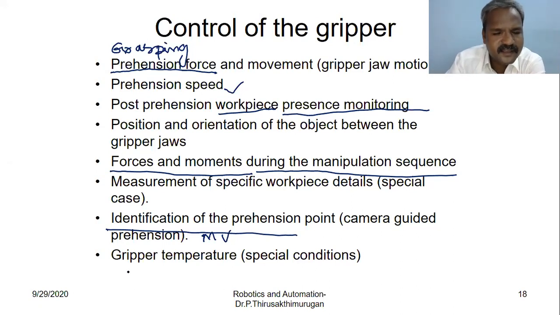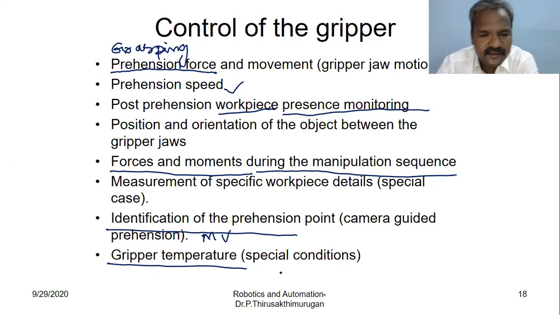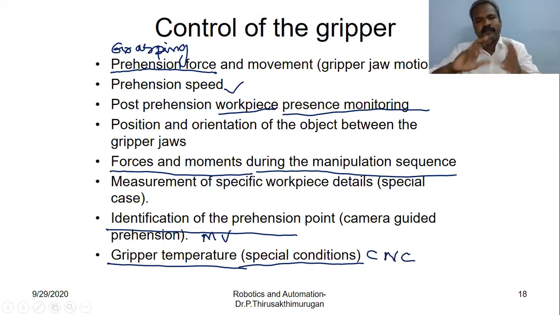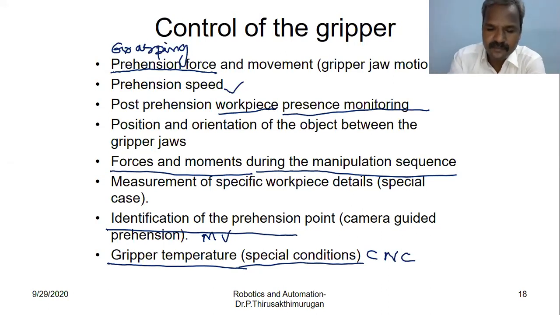So next is gripper temperature. The temperature of the gripper is very important in some cases, say in CNC machines. While cutting the metal pieces, temperature will be more. So if you go to industries, the temperature of the gripping tool, the drilling tool, is maintained using specialized cooling oils. So these are all the different purposes of gripper controls.